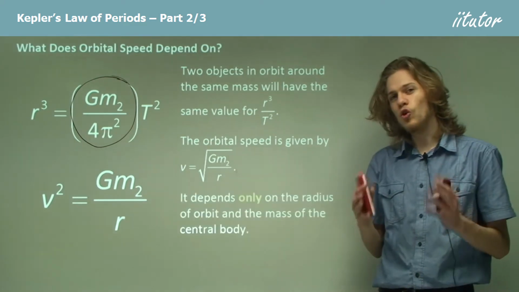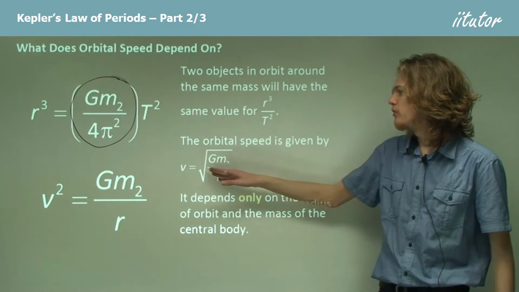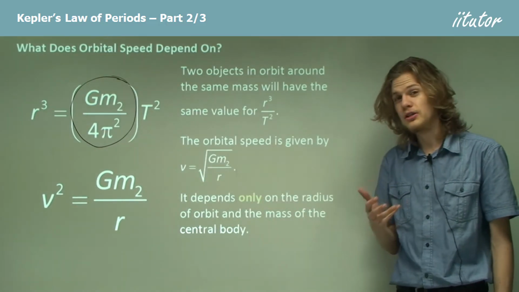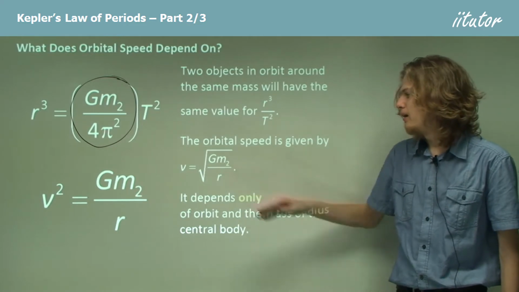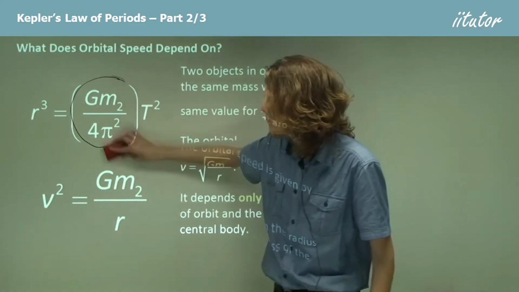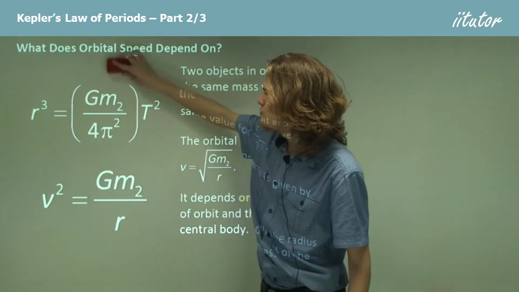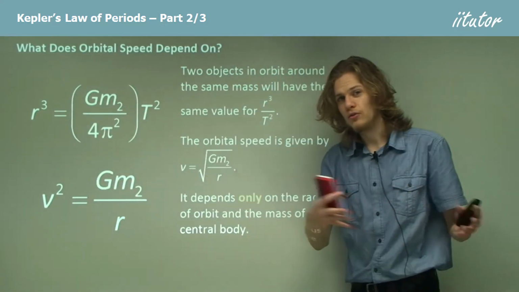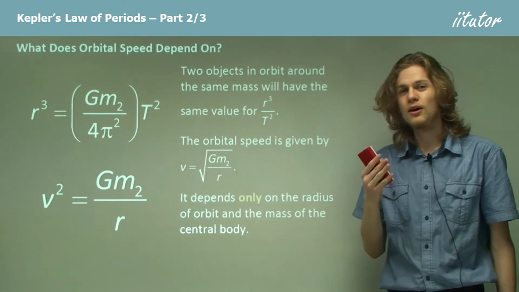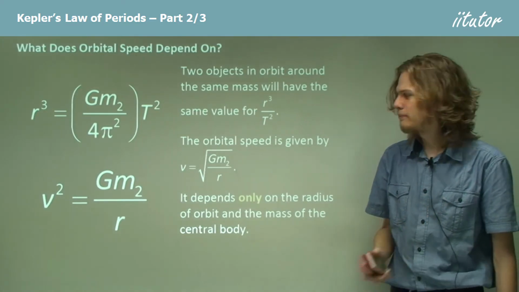So we can see that the orbital speed depends only on G, the gravitational constant, M, the mass of the central body, and r, the radius of the orbit. So that means that if we know the radius of an orbit and the mass of the central body, we can figure out exactly how fast the object is orbiting.